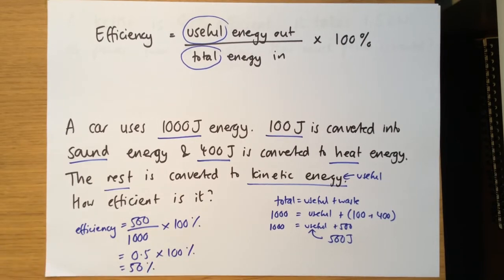So this engine is 50% efficient. For every joule of energy put in, you only get half a joule of energy usefully out into movement. Everything else is wasted. And that's probably quite typical for cars. They're not particularly efficient engines.